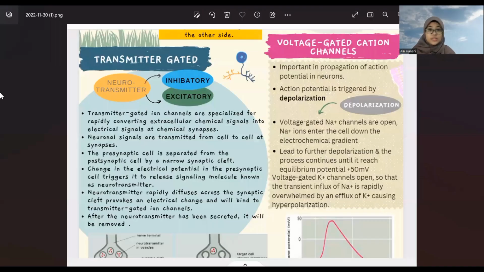So now let's move on to the next part, which is voltage-gated cation channels. Voltage-gated cation channels are transmembrane proteins that play an important role in electrical signaling of cells. They are also important in propagation of action potential in neurons. What is action potential? Action potential is traveling waves of electrical excitation, or we call it nerve impulse. And action potential is triggered by depolarization.